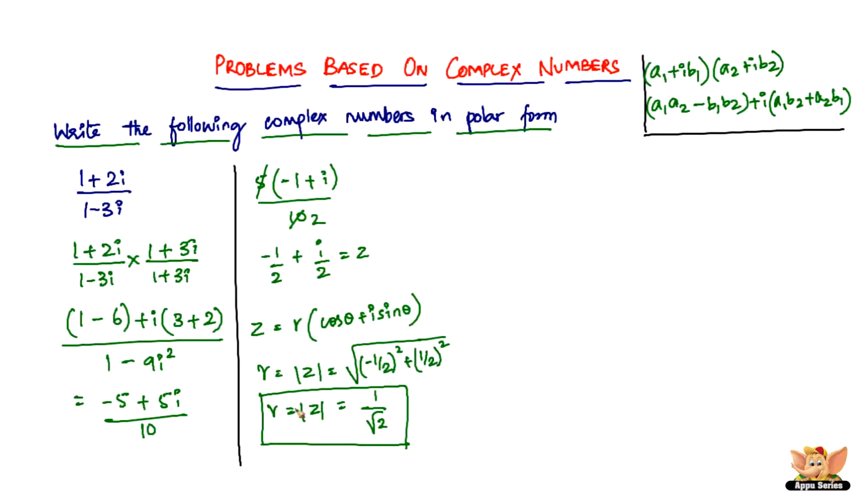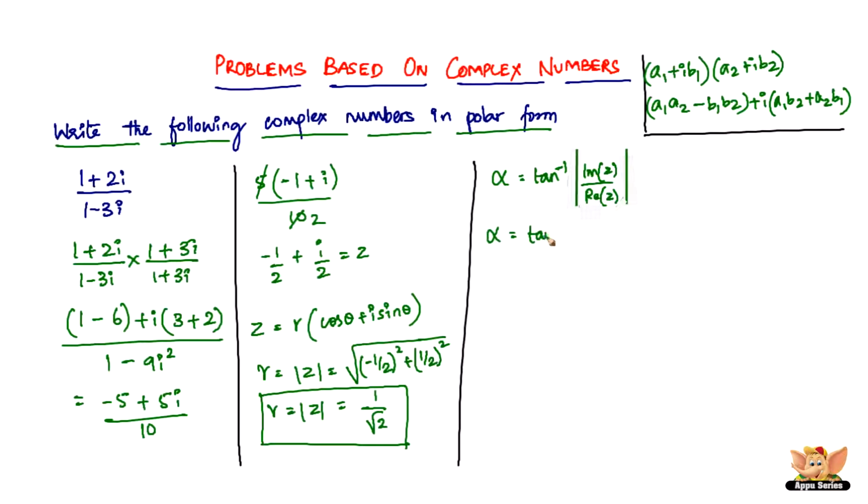So we found one part of the problem now. The next part is to find the argument. You know that to find the argument of a given complex number, we first have to find alpha, which is nothing but tan inverse of the mod of the imaginary part of the complex number divided by the real part of the complex number, right? In this case the imaginary part is 1 by 2, divided by the real part, which is negative of 1 by 2. So alpha equals tan inverse of the mod of half divided by minus half, and half gets cancelled, it will be minus 1, right?